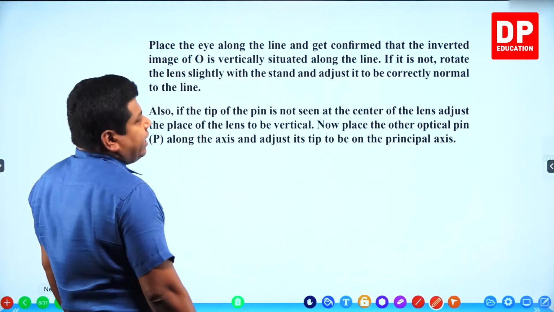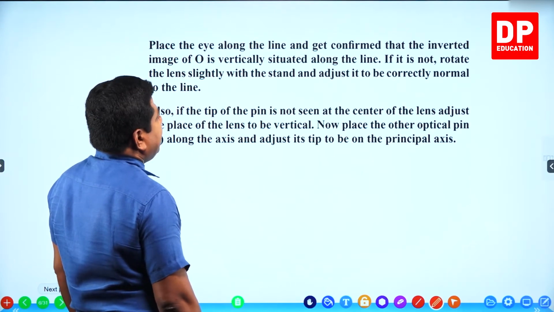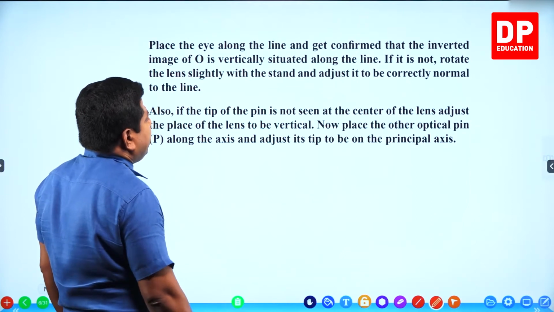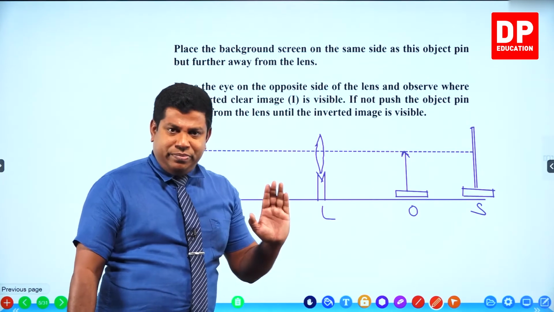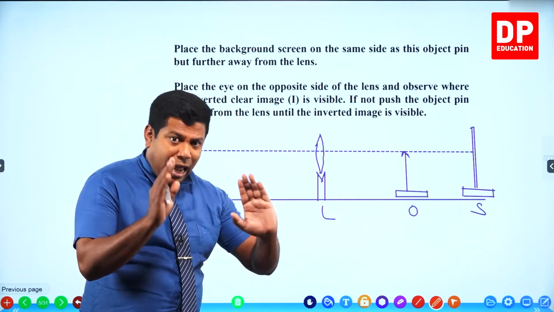Place the eye along the line and confirm that the inverted image of O is vertically situated along the line. If it is not, rotate the lens slightly within the stand and adjust it to be correctly normal to the line. Now, there are a couple of errors that you can make here. Sometimes when you do experiments, there are a few errors that can happen.